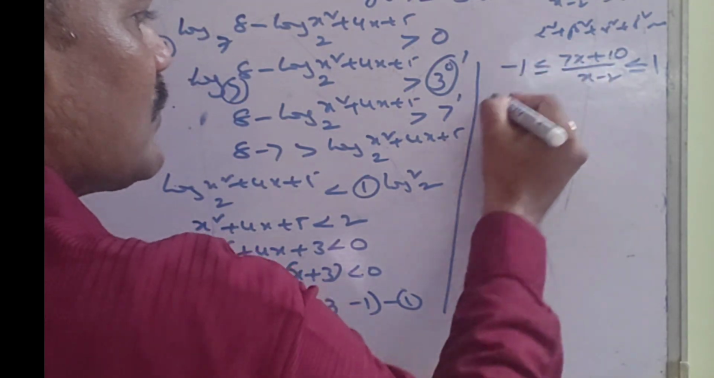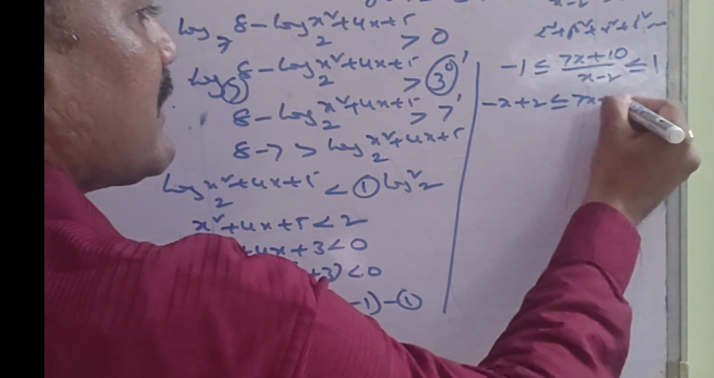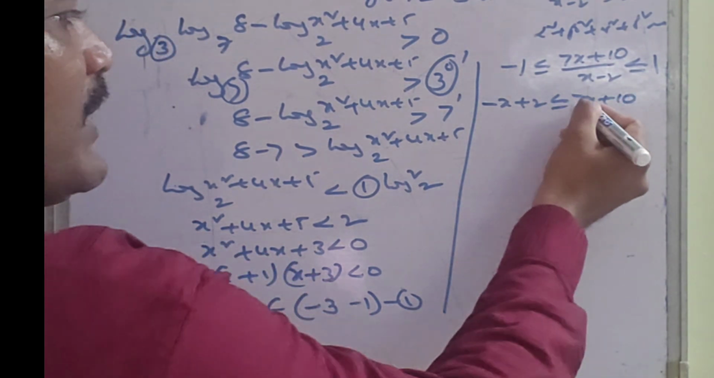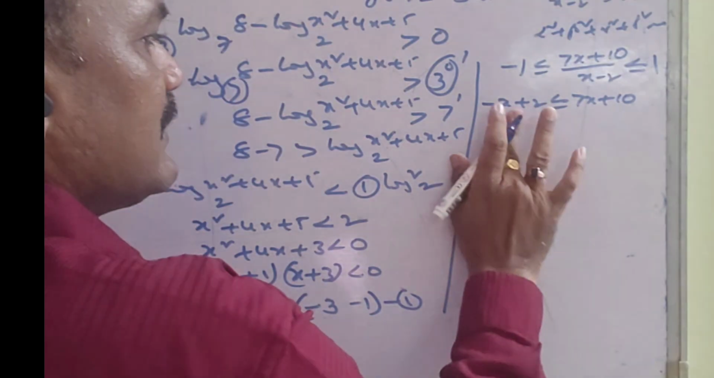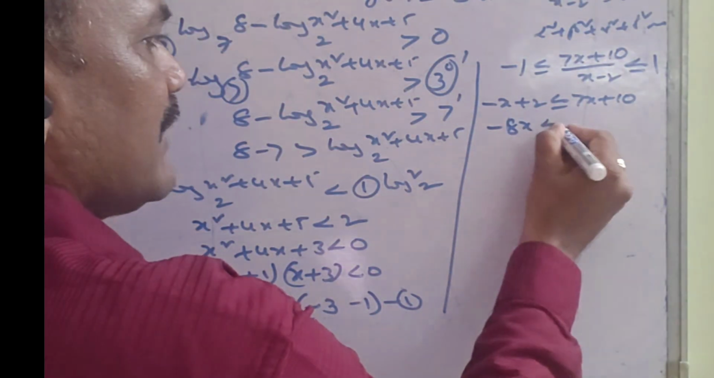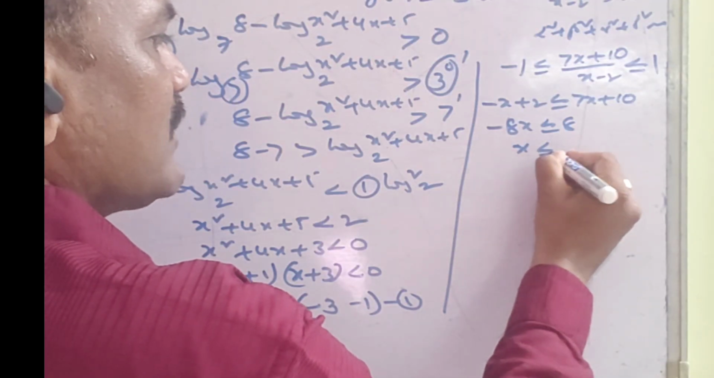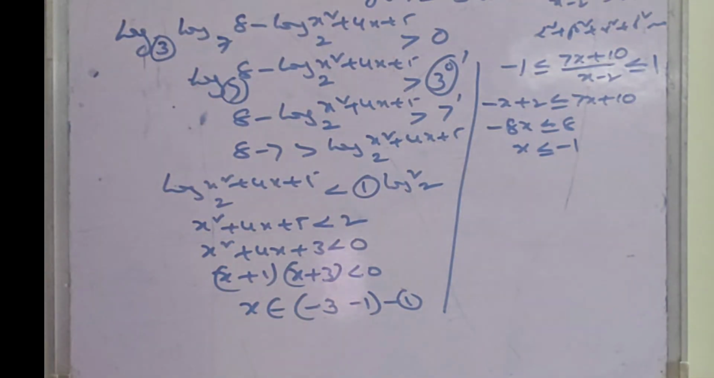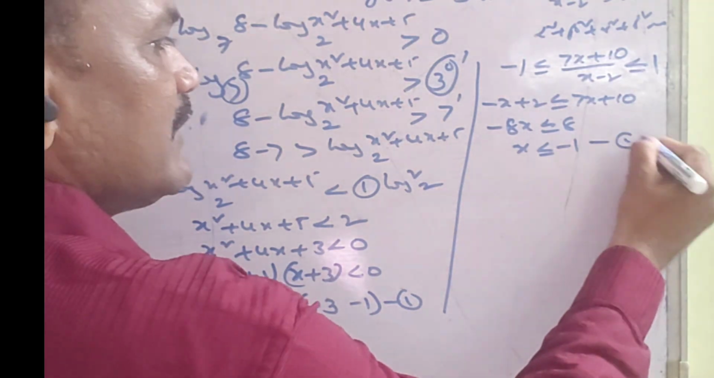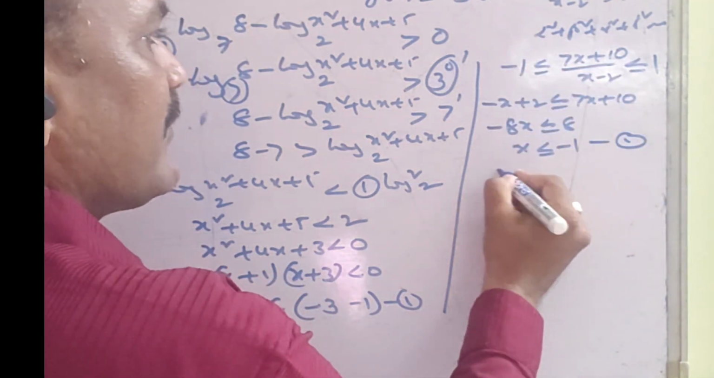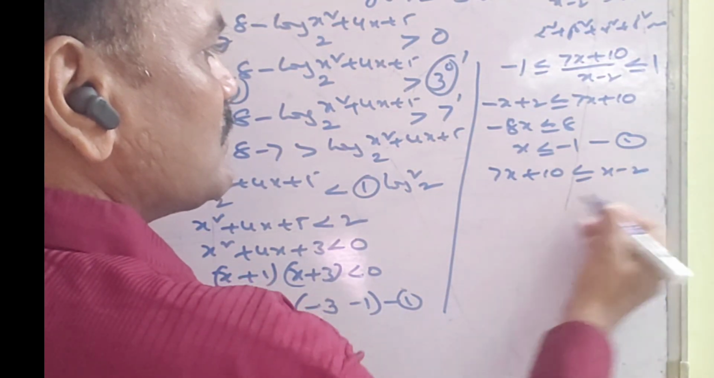One case is, so here -x + 2 ≤ 7x + 10. So here -8x ≤ 8, so x ≤ -1. So here x ≤ -1, equation 1. Now the second one, so 7x + 10 ≤ x - 2.